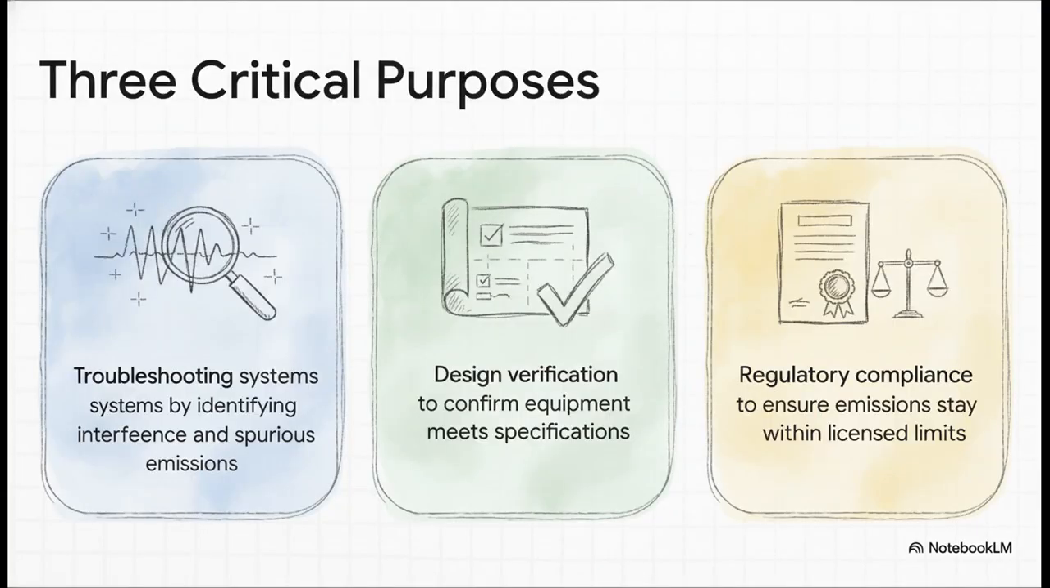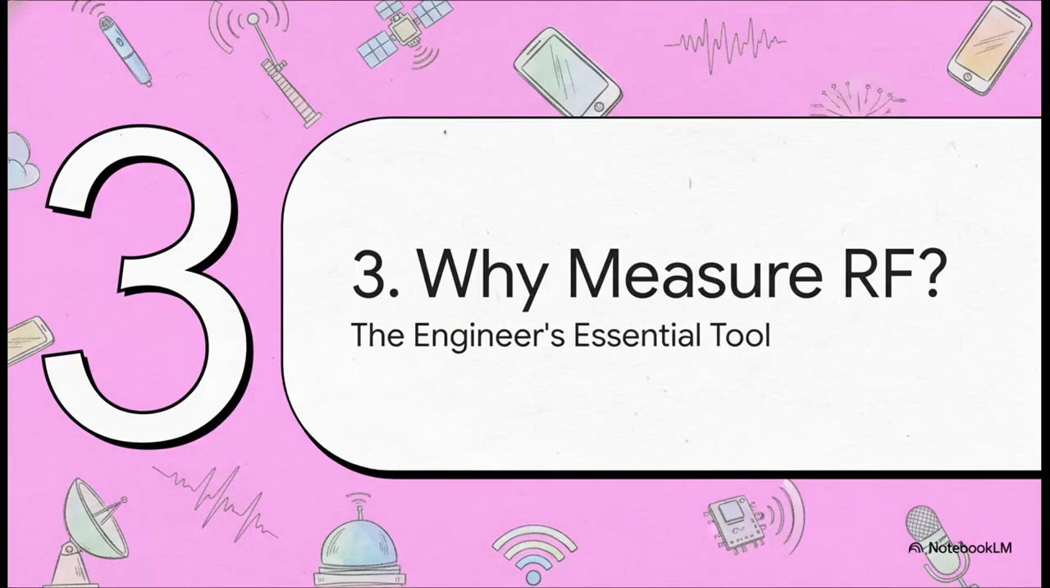Engineers use this for three really critical things. 1, for troubleshooting, hunting down problems like interference. 2, for design verification, making sure the thing they built actually works the way it's supposed to. And 3, for regulatory compliance, proving to the government that their gear is playing by the rules and not causing problems for anyone else. Okay, so where do people actually use this stuff?